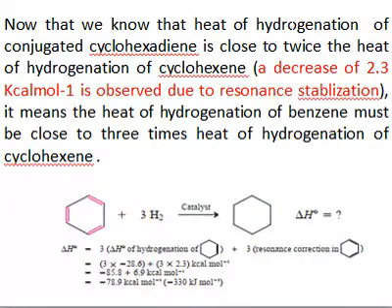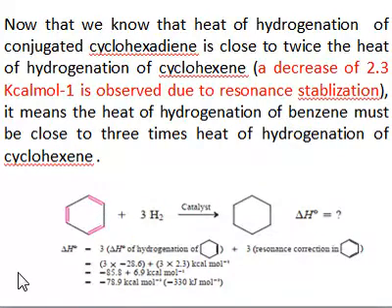So now we'll consider the hydrogenation of cyclohexatriene, right? We are assuming that benzene is just like cyclohexatriene, so it has 3 double bonds. It means the heat of hydrogenation should be almost 3 times, right?